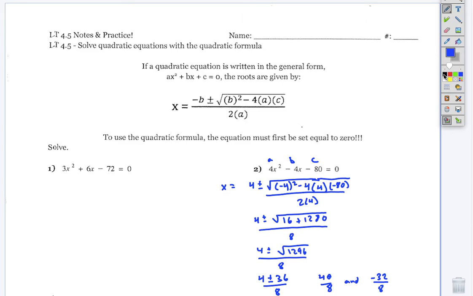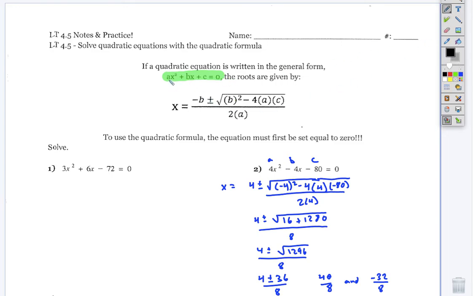All right, this is Learning Target 4.5. This is solving using the quadratic formula. The quadratic formula is something that will work for any quadratic equation as long as it's written in this general form, which you see up here: ax squared plus bx plus c equals 0. So again, it has to be set equal to 0 first.